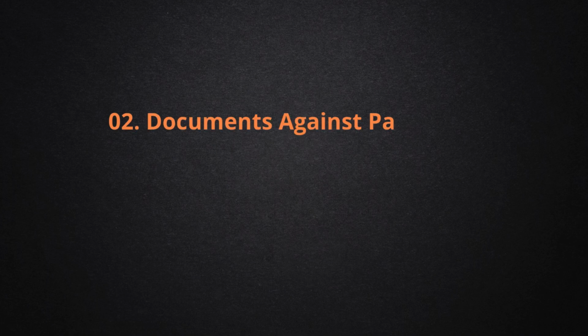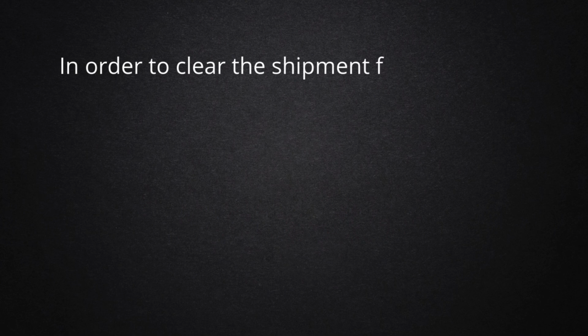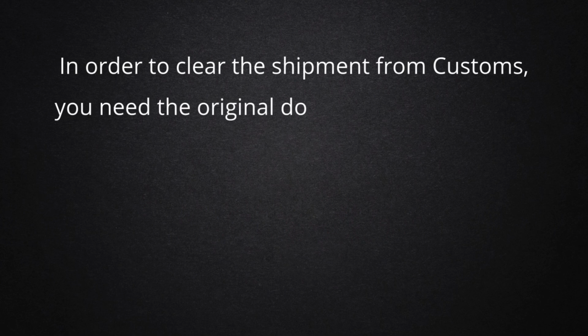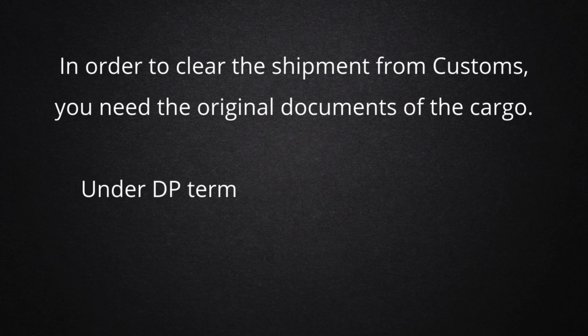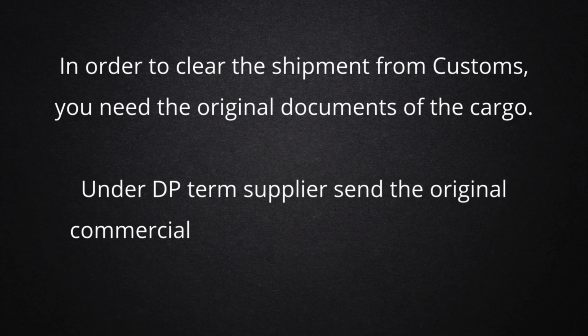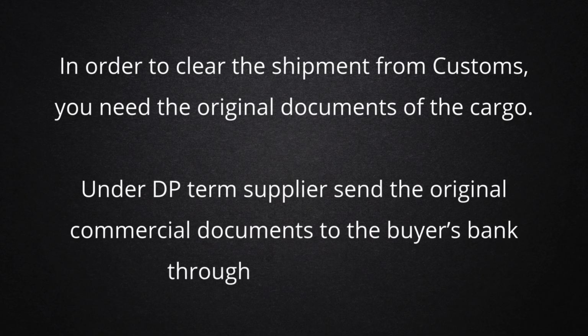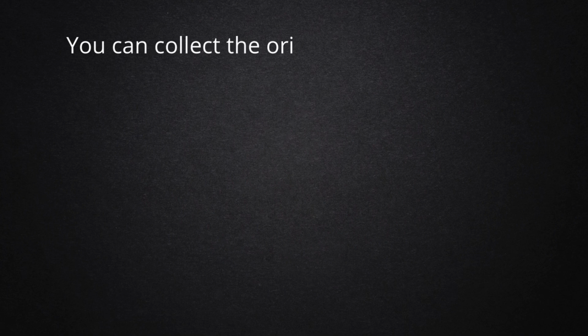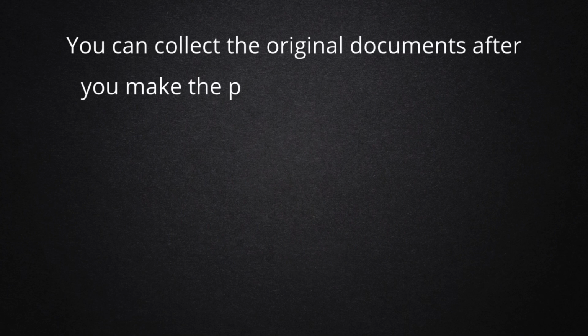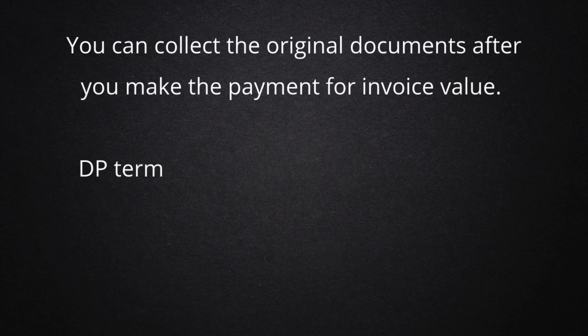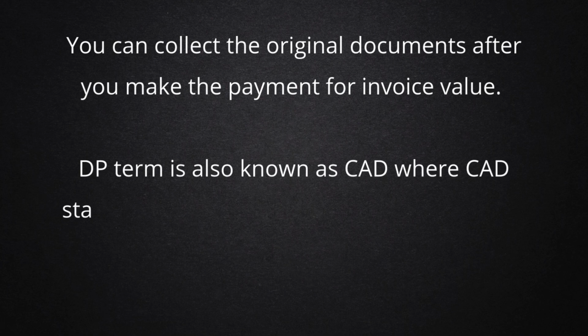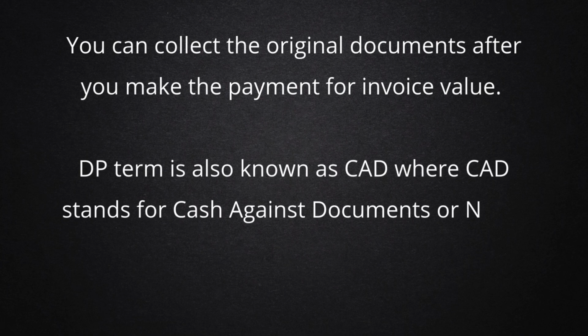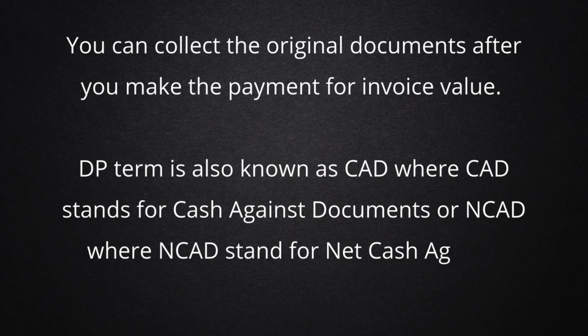Let's check on documents against payment. In order to clear the shipment from customs, you need the original documents of the cargo. Under the DP term, the supplier sends the original commercial documents to the buyer's bank through the supplier's bank. You can collect the original documents after you make the payment for the invoice value. The DP term is also known as CAD, where CAD stands for cash against documents, or NCAD, where NCAD stands for net cash against documents.